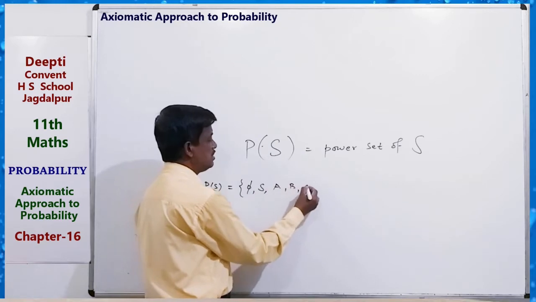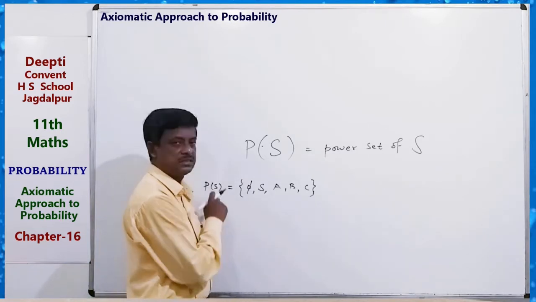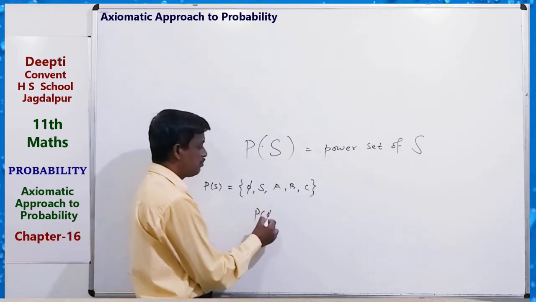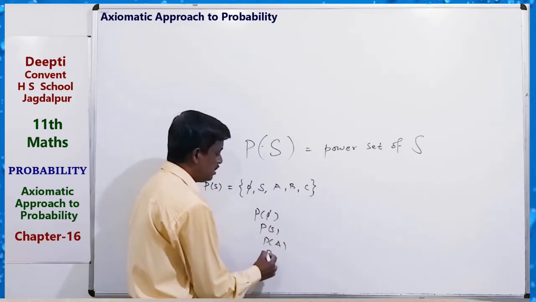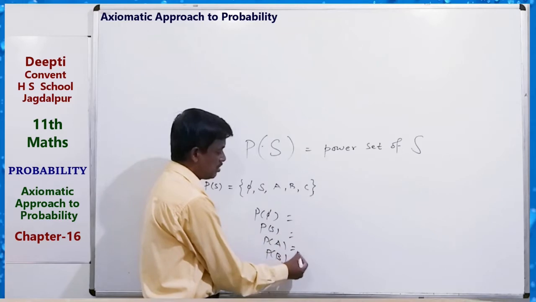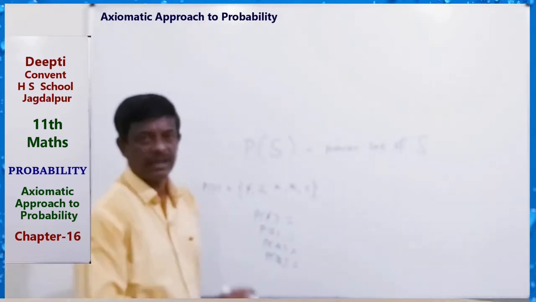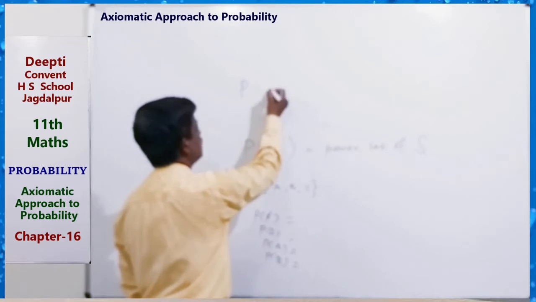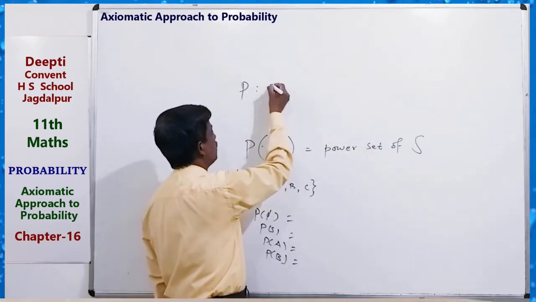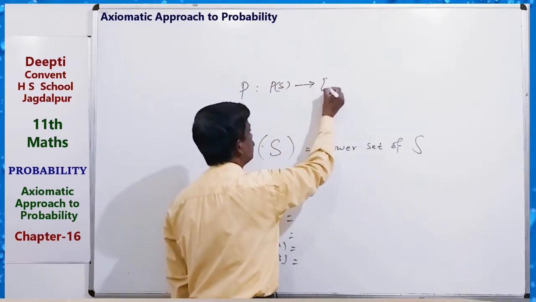Maybe A, B, C are all subsets. These two are also included. So all the subsets in the power set may be the events. So we are finding the probability of P(phi), P(S), P(A), P(B), where A, B, C are subsets of S. This gives the probability of any event, and any event is any subset of S. So we can define probability as a real valued function whose range is [0, 1], that is, from P(S) to [0, 1].